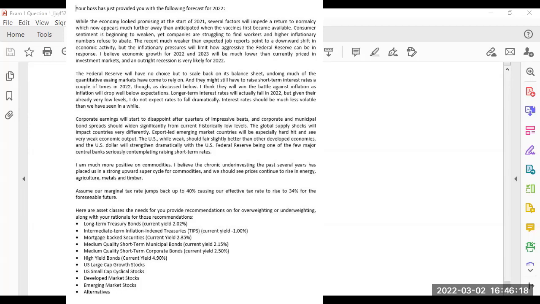Corporate earnings will start to disappoint after quarters of impressive beats, and corporate and municipal bond spreads should widen. So spreads are going to widen. So what are you going to do with high yield? Probably almost avoid them, right? This is not the environment for high yield.